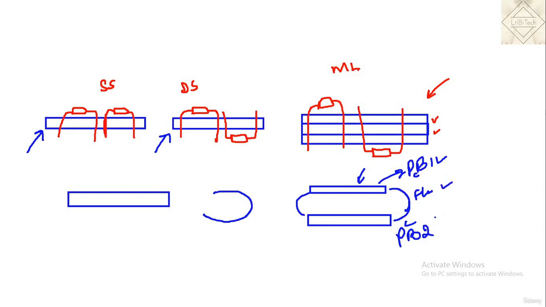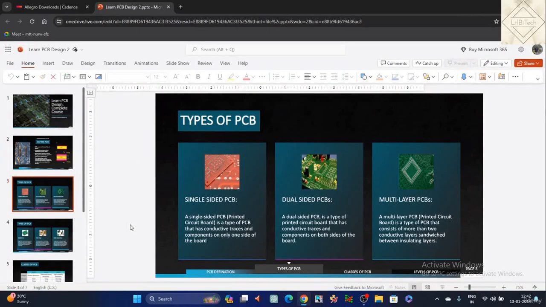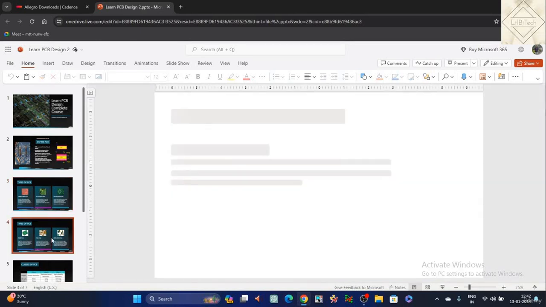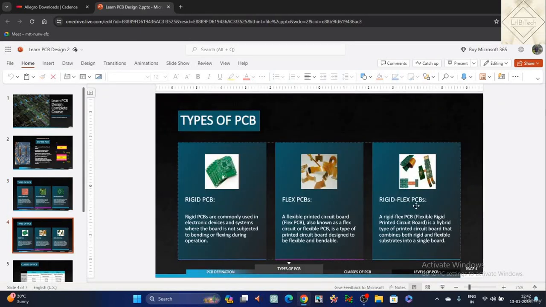So these are all the types of PCB. Let us recall that. The PCBs are single-sided, double-sided, multi-layer, rigid, flex, and rigid flex PCBs. These are the different types of PCB.